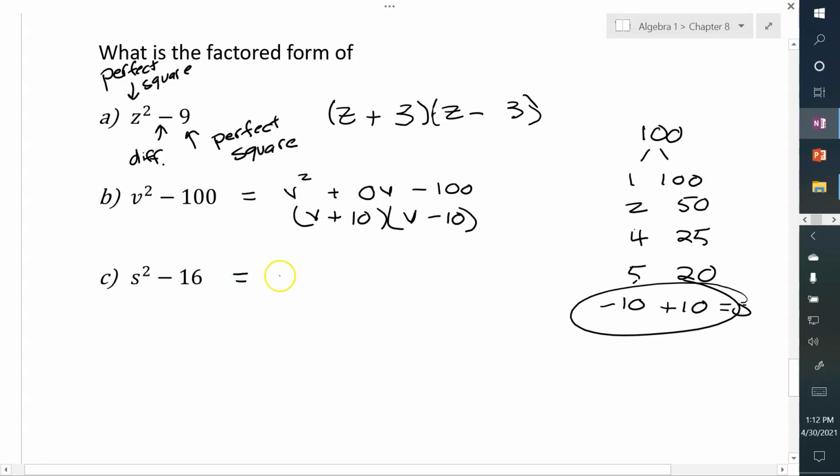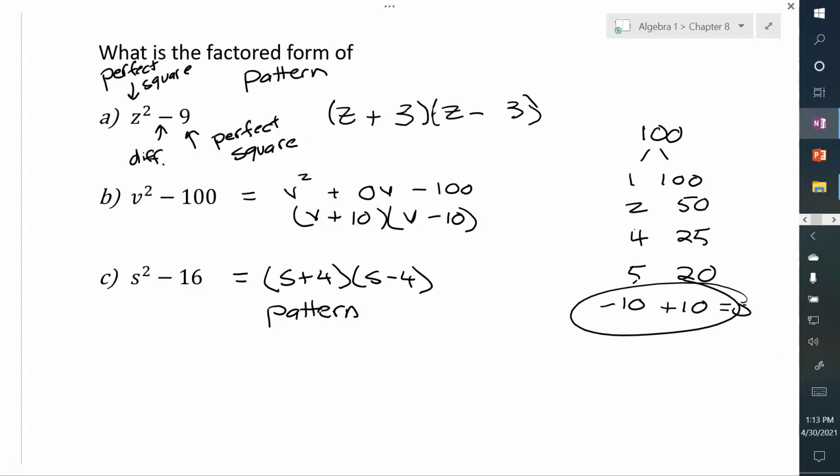So s squared minus 16 is s plus 4, s minus 4. I did that using the way I did the first one, checking the perfect squares for both and then the difference. I call that pattern. So I did this one using the pattern. And these are nice little shortcuts that will make your life so much easier when you get into Algebra 2.